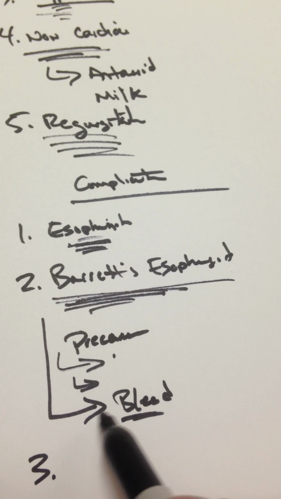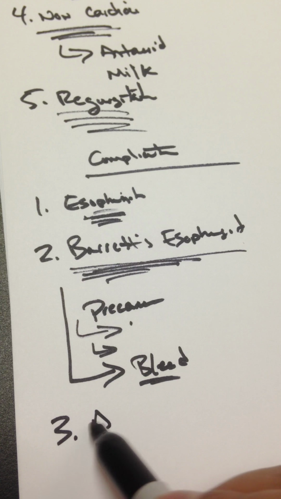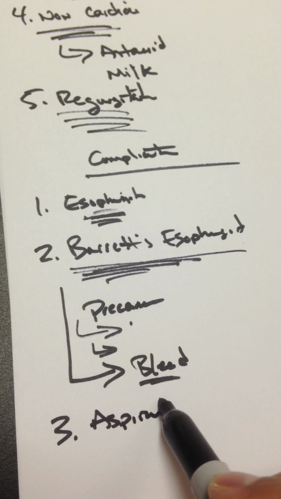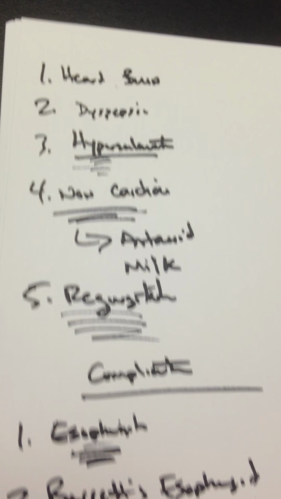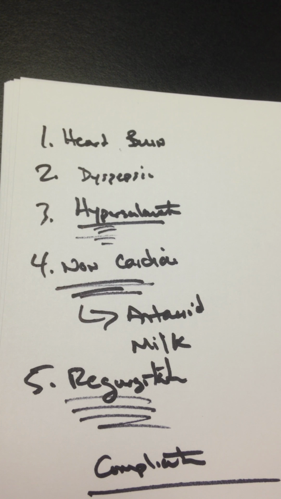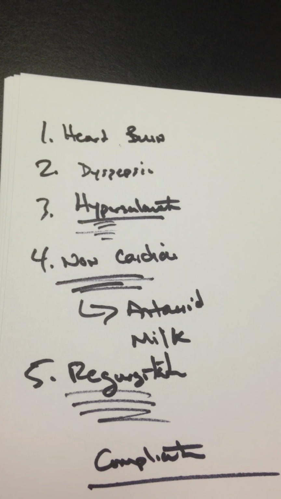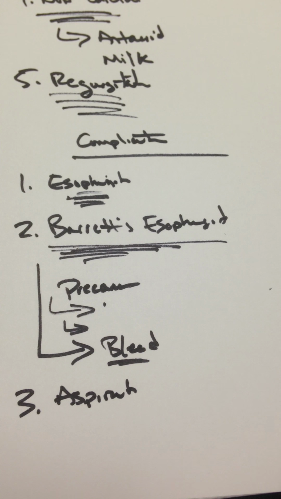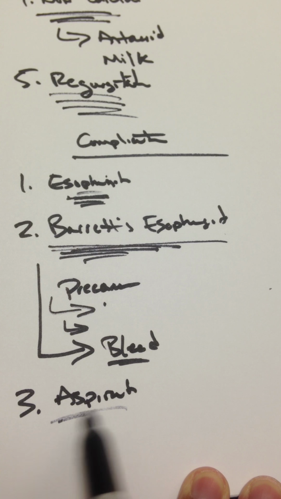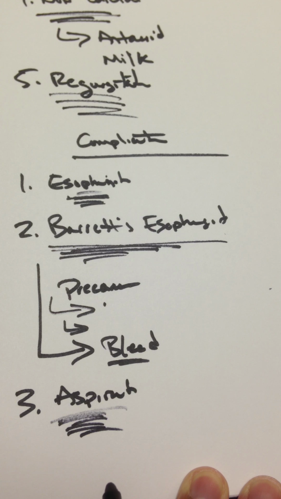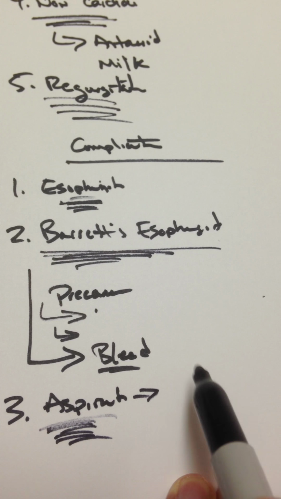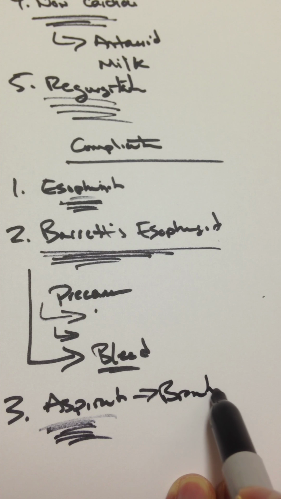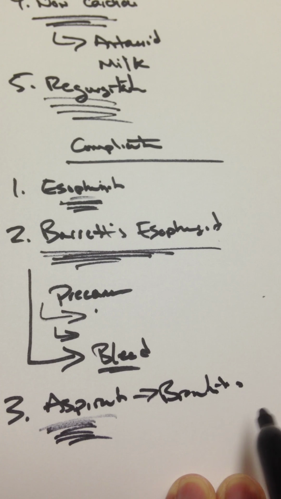Number three, another complication is aspiration. Now we just talked about how one of the clinical manifestations will be regurgitation. Well, that regurgitation may lead to aspiration of the gastric contents into the lungs. This will result in something like bronchitis, pneumonia, or asthma.